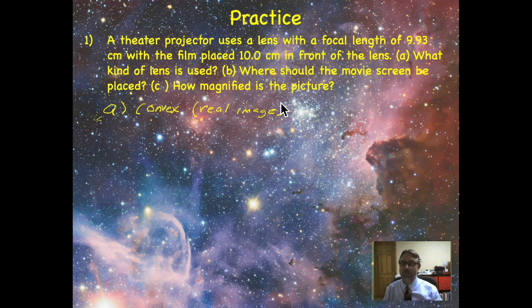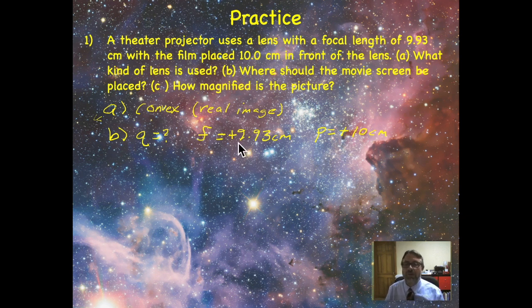So where should I place the movie screen? What I'm looking for is where the image should be, so what I'm looking for is q. They tell me the focal length is 9.93 centimeters. Since this is a convex lens, I know that this is a positive number, so plus 9.93. The film is placed 10 centimeters in front of the lens. The film is what I'm projecting through the lens, so the film is my object, and all our objects are real. So p here is plus 10 centimeters.